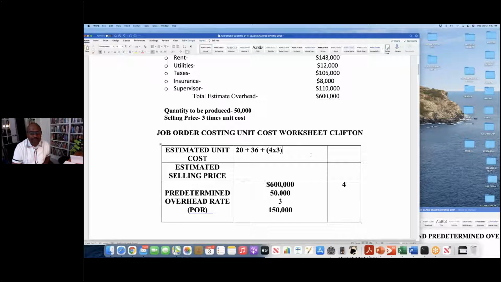Righty. Thanks, guys. So that unit overhead cost is going to be 4 times 3, which is 12. So what's our total estimated unit cost? 68. How much? 68. So what's our selling price going to be? 204. No, wait.